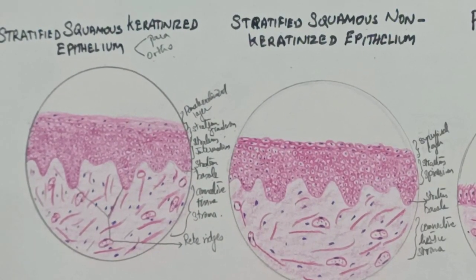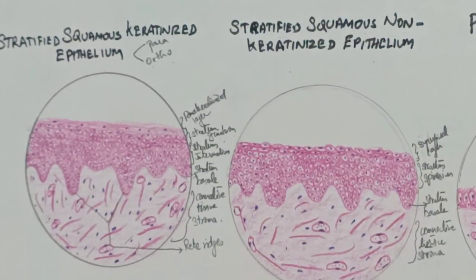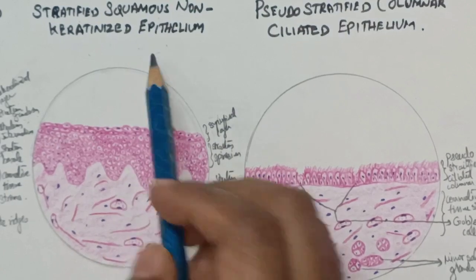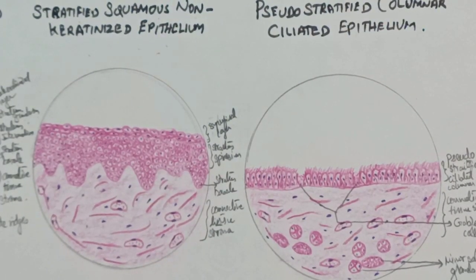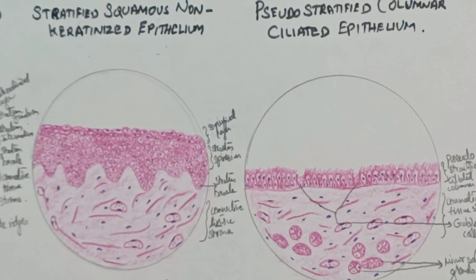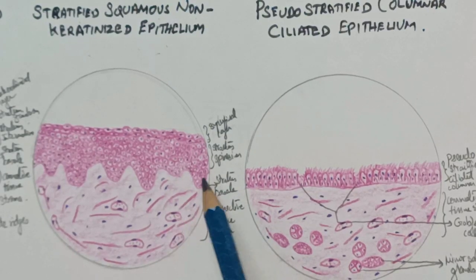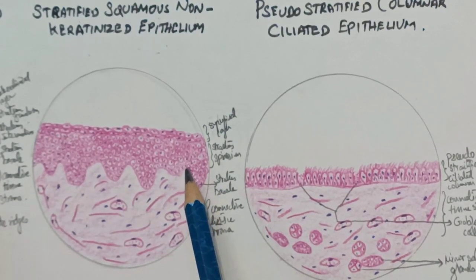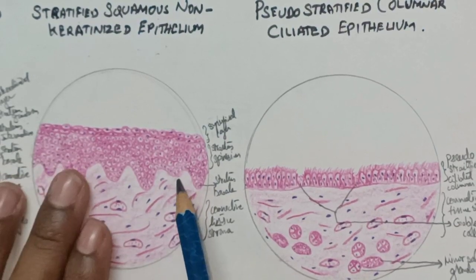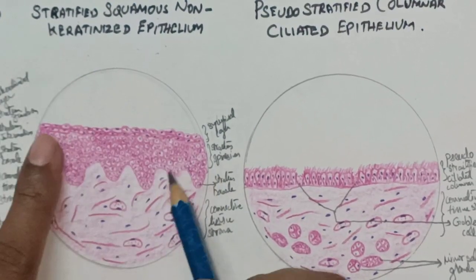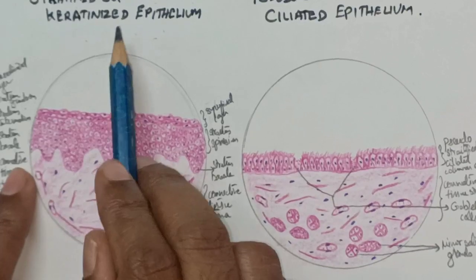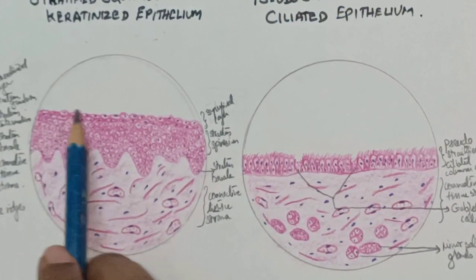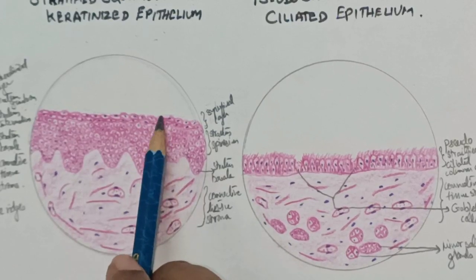Next we will move on to the non-keratinized epithelium. Next we see the stratified squamous non-keratinized epithelium. The example is oral mucous membrane, or the buccal mucosa. In this, it is slightly similar to stratified keratinized epithelium. The only major difference is you won't have any keratinized layer. That is why it is called non-keratinized. Keratinization won't be evident above the superficial layer.